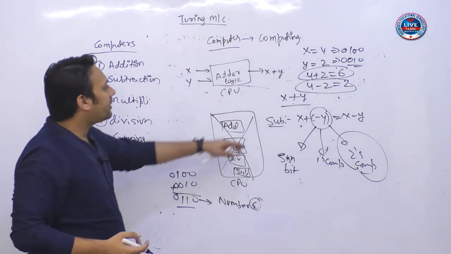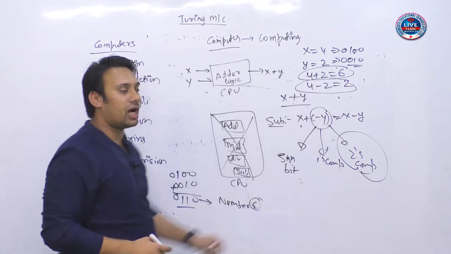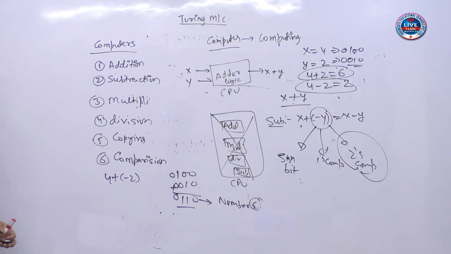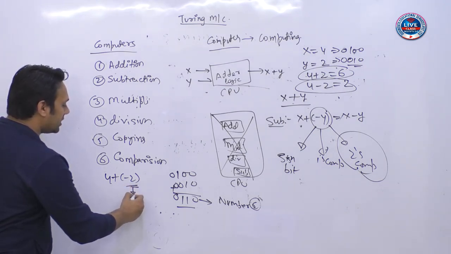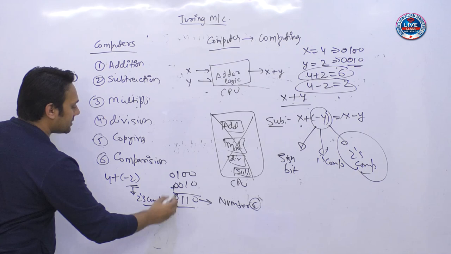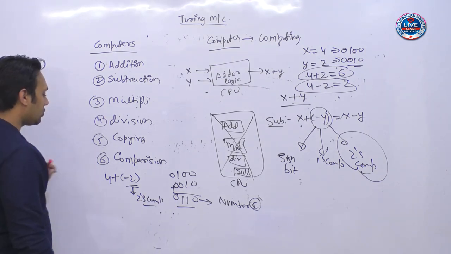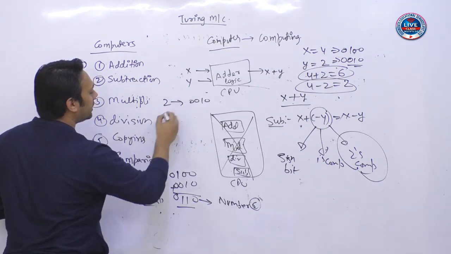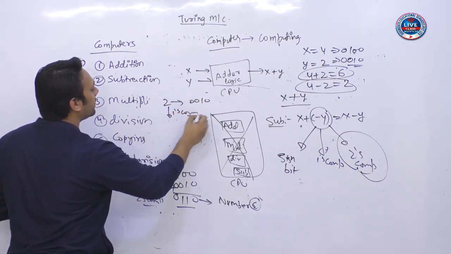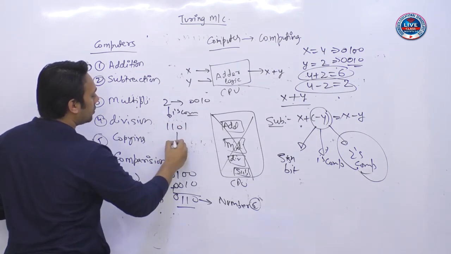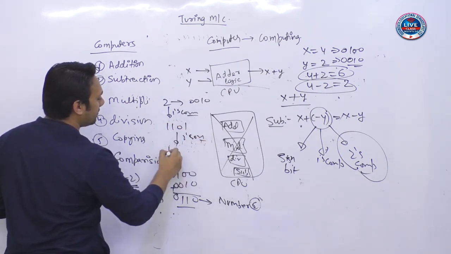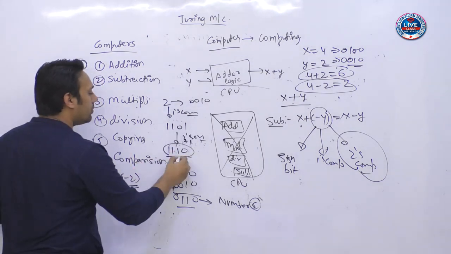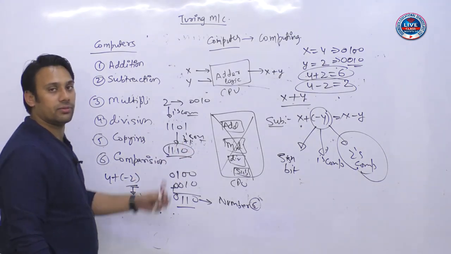Okay? Now, if I want to perform this subtraction, how will I perform it? I will do 4 plus of minus 2. And how do you represent this minus 2? You can represent it by using 2's complement representation. So if 2 is represented as 0010, then its 1's complement will be represented as 1101, and its 2's complement will be represented as 1110, because you are going to add plus 1 with it, so it will become 1110. So this is a 2's complement representation of minus 2.